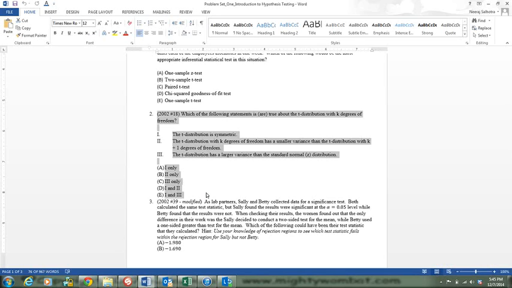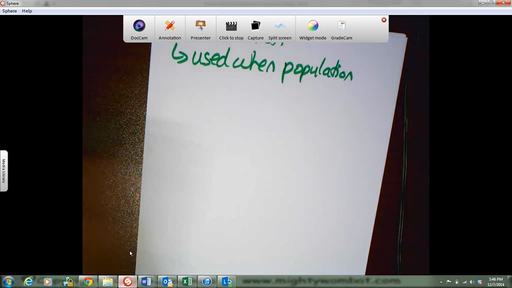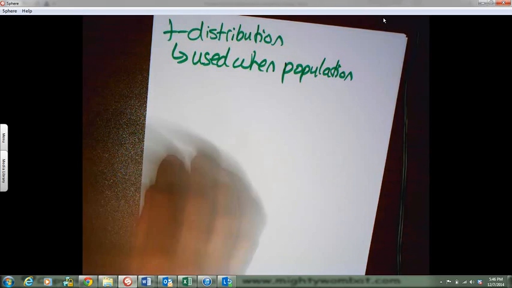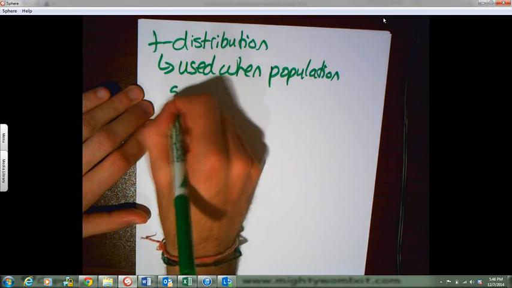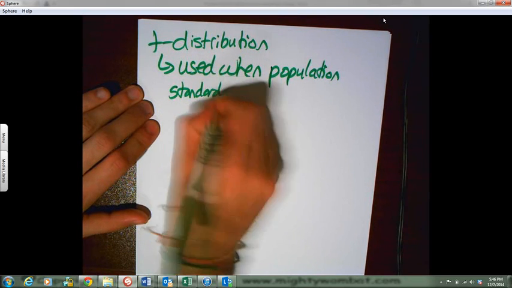we know some facts about it. The first one is it's used when the population, so what do we know about t? It's used, let me close this little top menu. The t-distribution is used when the population standard deviation is unknown.